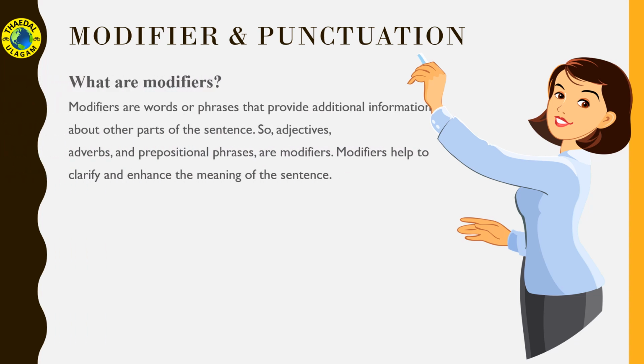What are modifiers in a sentence? Modifiers are words or phrases that provide additional information about other parts of the sentence. So, adjectives, adverbs, and prepositional phrases that we learnt in the previous lessons are called modifiers. Modifiers help to clarify and enhance the meaning of the sentence.